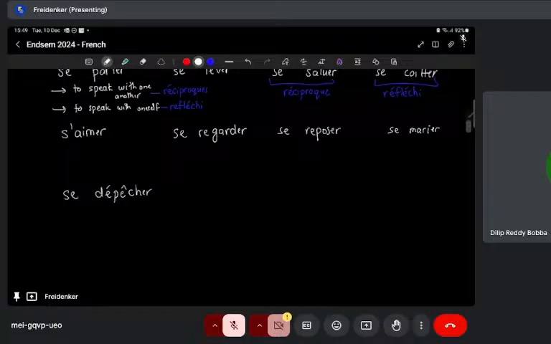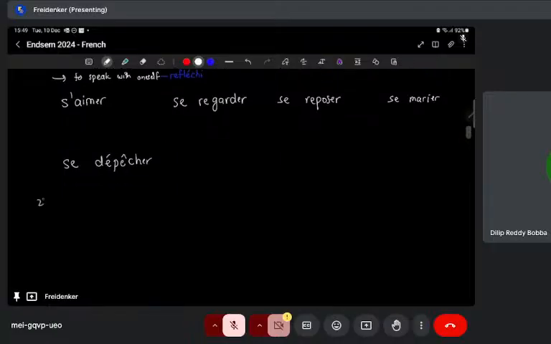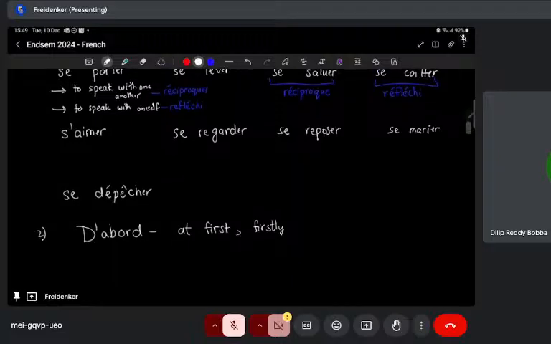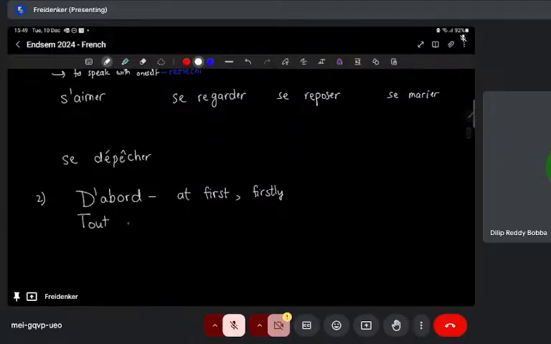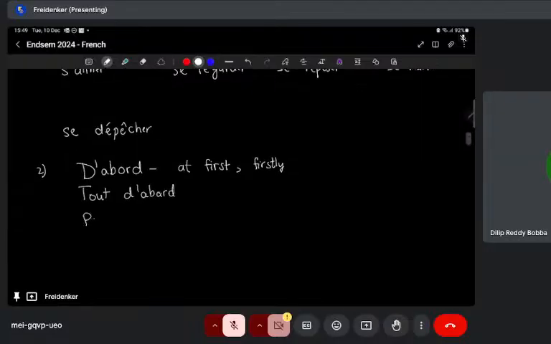some connectors. For example, you have in the box, connectors like this. So d'abord means at first or firstly, and then you have tout d'abord, which almost means the same: at the very beginning, in the very beginning. And then you have pour commencer, which means in the beginning, or to begin with.